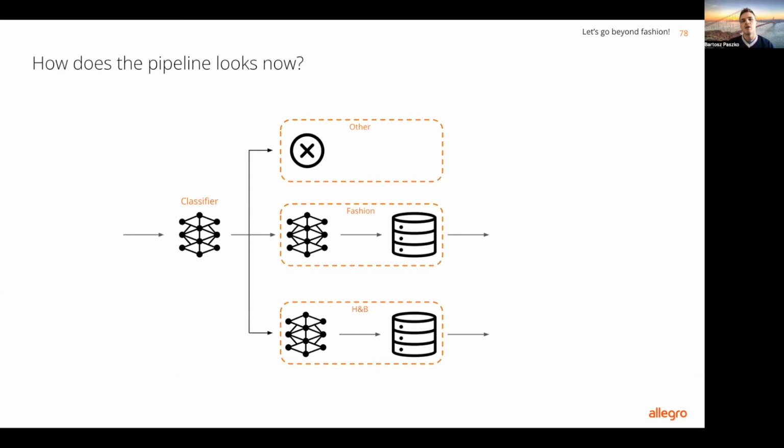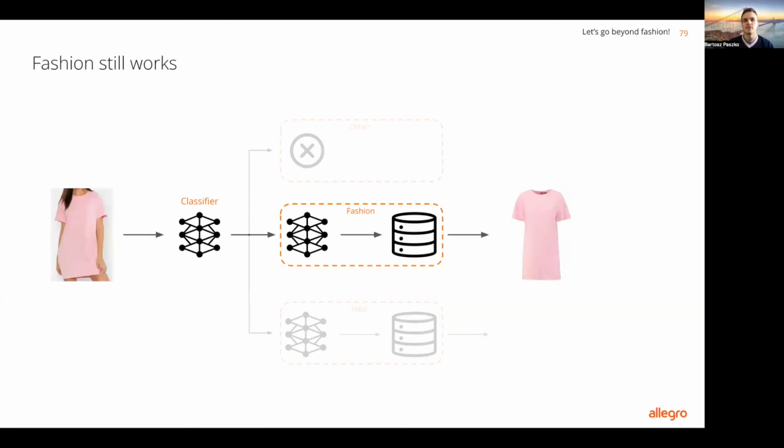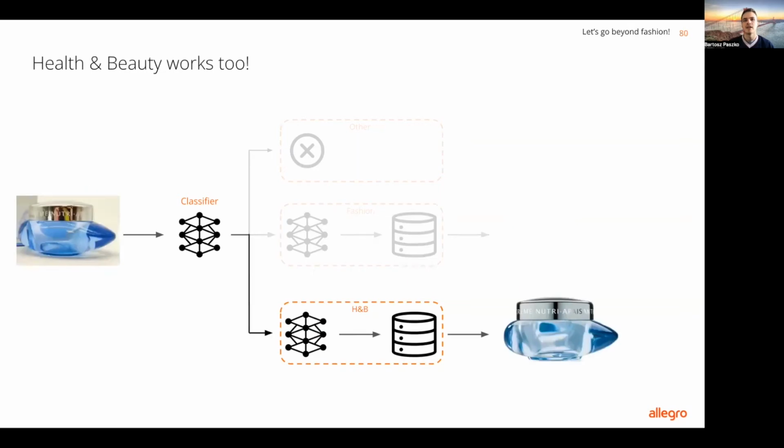This is how our deployed pipeline looked at that moment. On top of the previous design, there's an additional branch with a specialized model for health and beauty, and an index containing all offers from this department. We could handle both the fashion images with the original pathway, as well as health and beauty items with the new model.